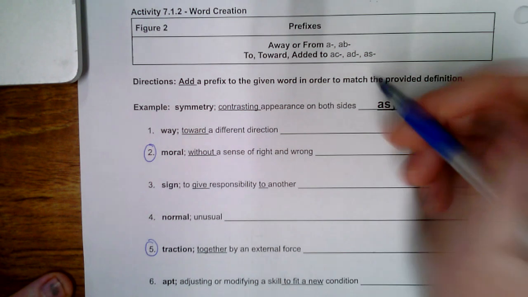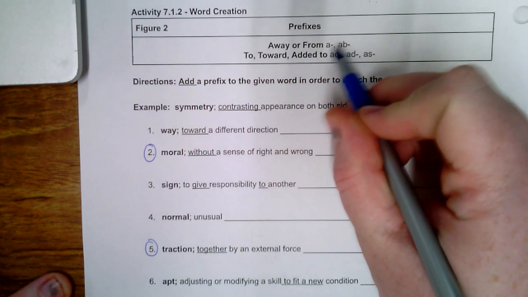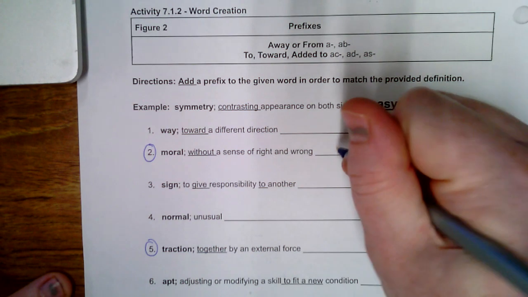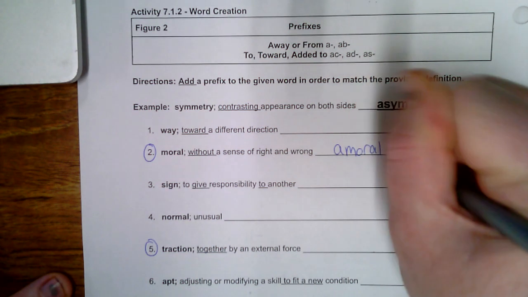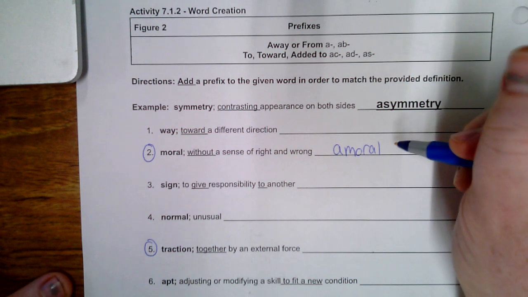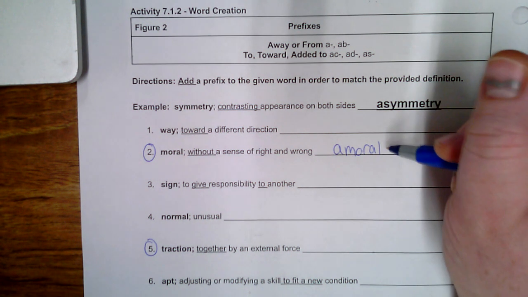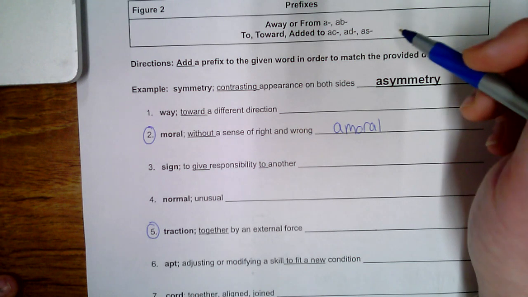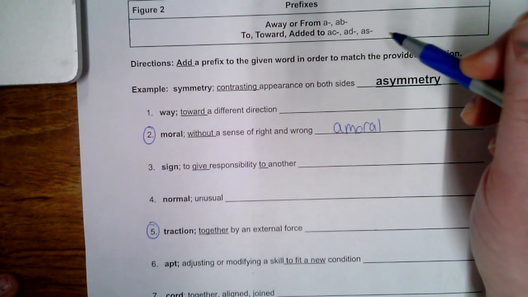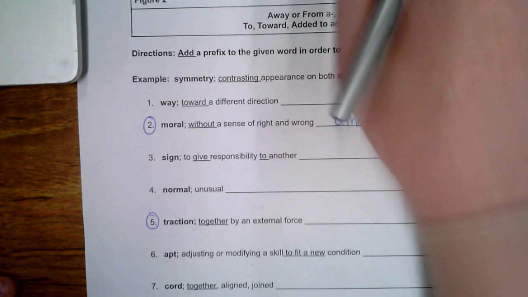So I'm going to either have amoral or abmoral. And I know that amoral is right. But again, if you didn't know which one of those was right, you could look it up and see which one is right. Abmoral doesn't sound right. Amoral is correct.